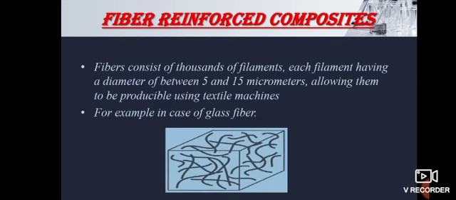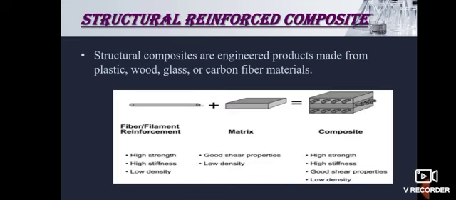Fibers consist of thousands of filaments, each filament having a diameter of between 5 and 15 micrometers, allowing them to be producible using textile machines, for example, in the case of glass fibers. The next one is structural reinforced composites. Structural composites are engineered products made from plastic, wood, glass, or carbon fibers materials.